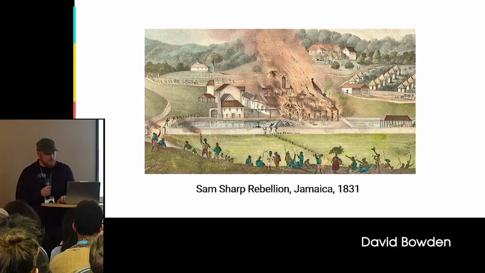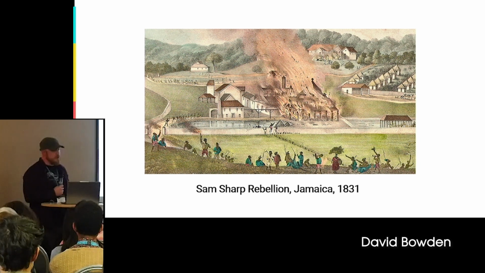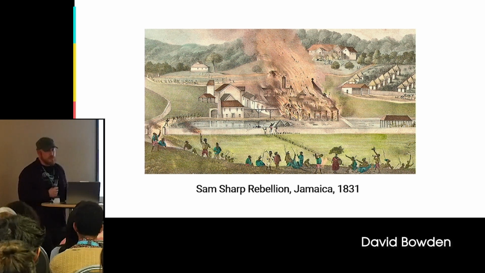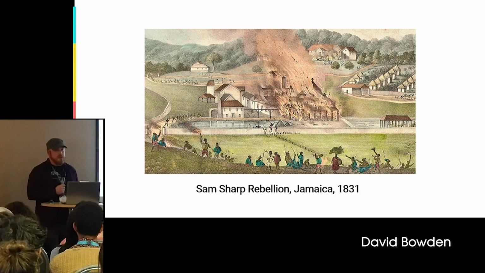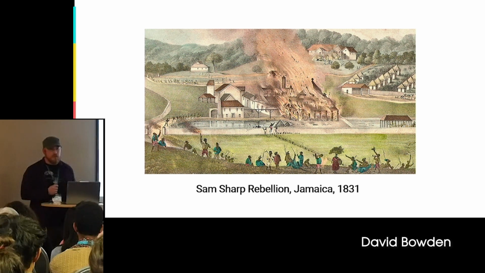But let's just look at a few key elements of this later period. One important element is there were a lot of slave rebellions during the 1820s, and they were really pivotal in helping slavery come to an end. One in particular was the Sam Sharpe Rebellion in Jamaica in 1831.